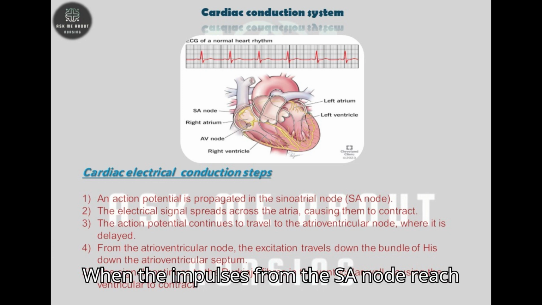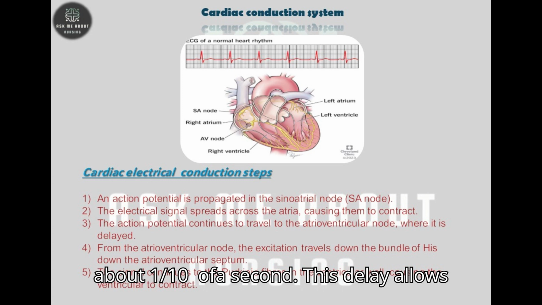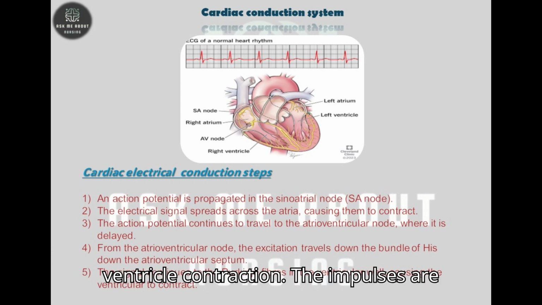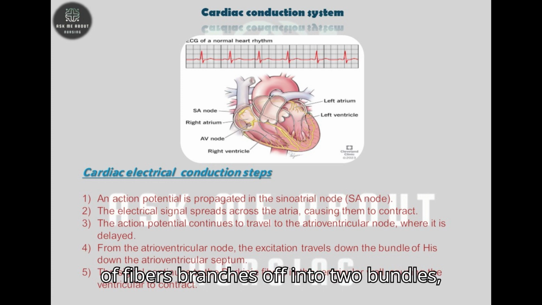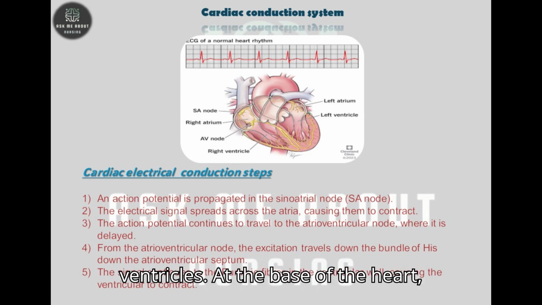When the impulses from the SA node reach the AV node, they are delayed for about 1/10 of a second. This delay allows the atria to contract and empty their contents into the ventricles prior to ventricle contraction. The impulses are then sent down the atrioventricular bundle of His. This bundle of fibers branches off into two bundles and the impulses are carried down the center of the heart to the left and right ventricles.